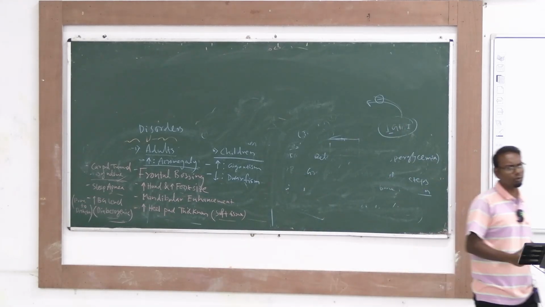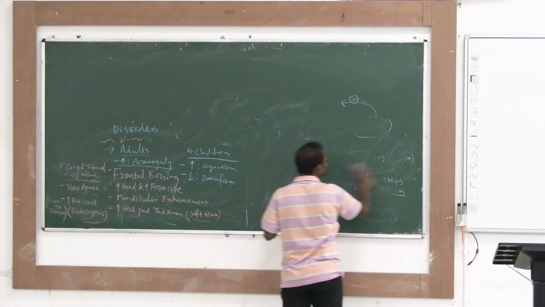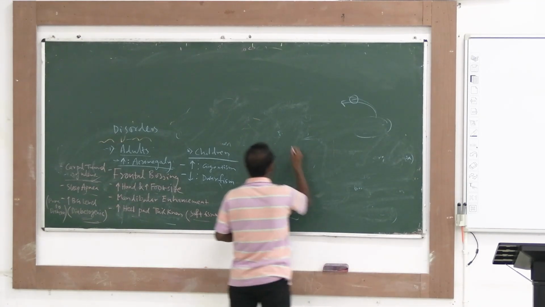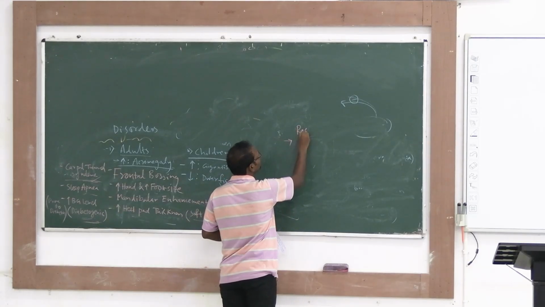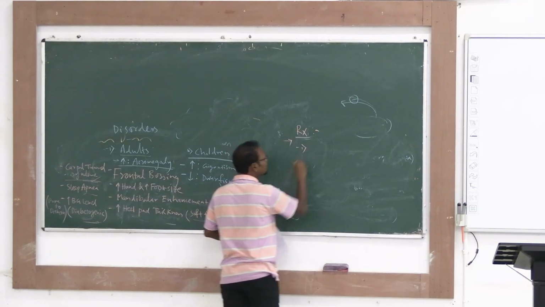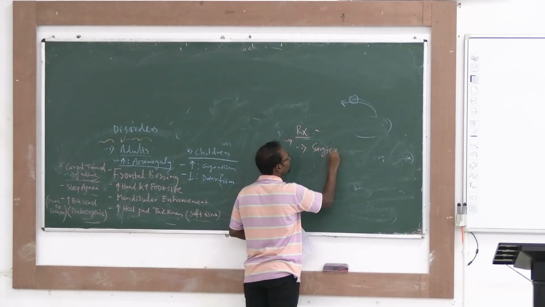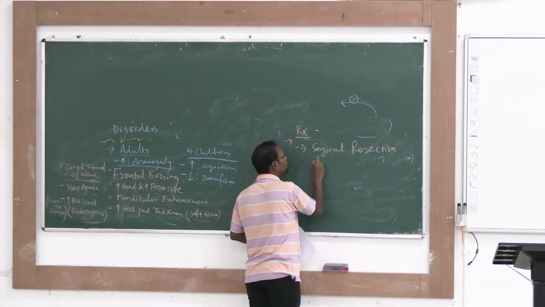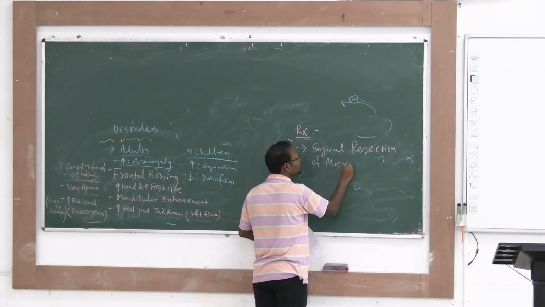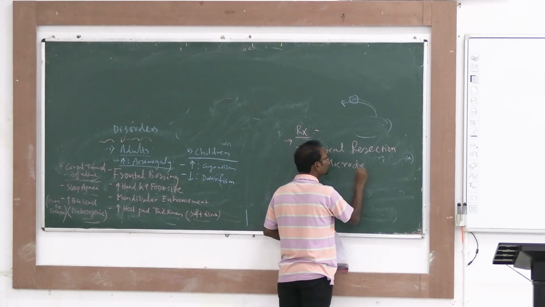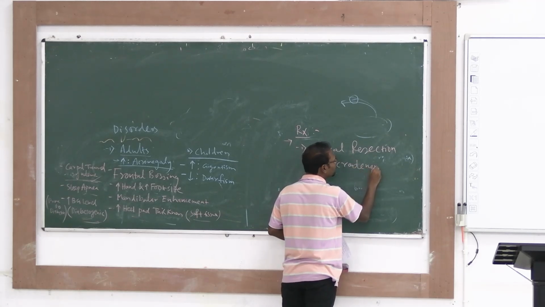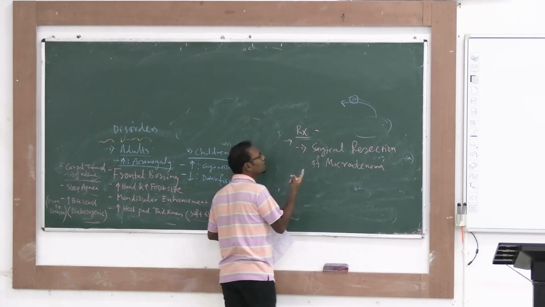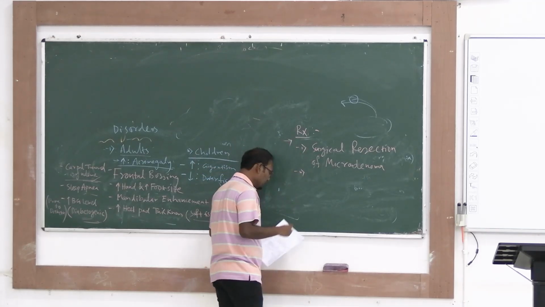Treatment is very easy, there is just a little. Treatment is either you can do surgery, so surgical resection of microadenoma. Why? This microadenoma was the cause for precipitation of your acromegaly. So surgical resection of microadenoma first.